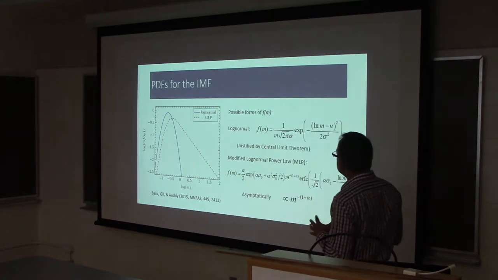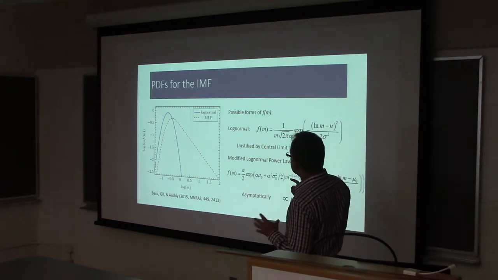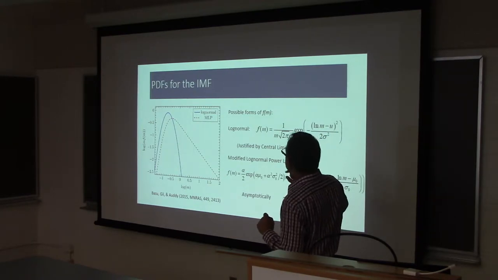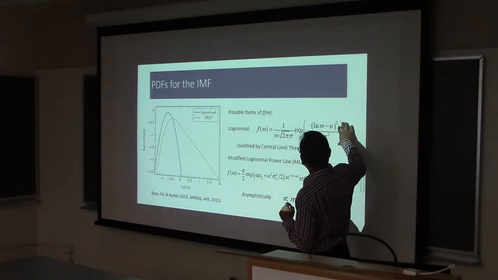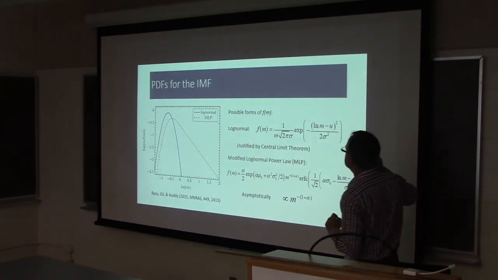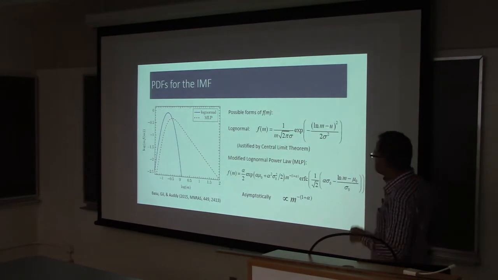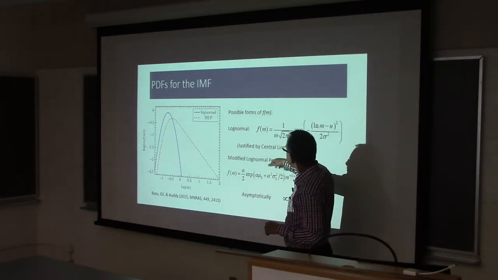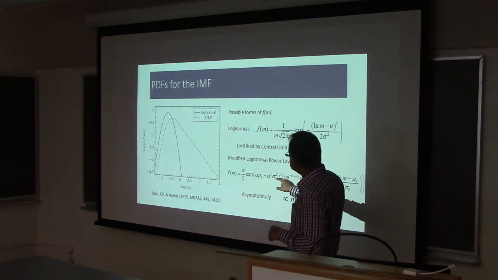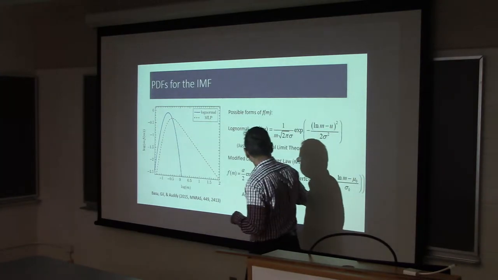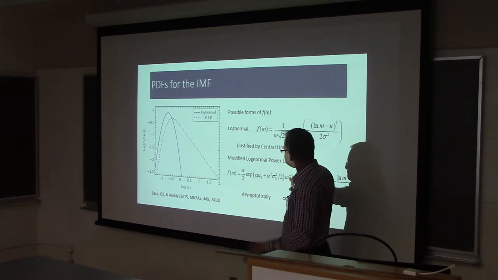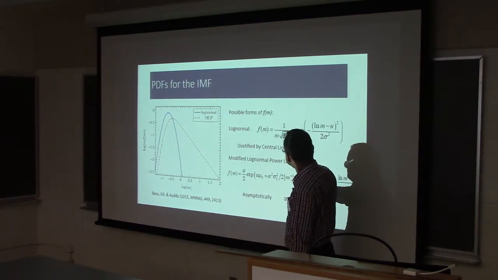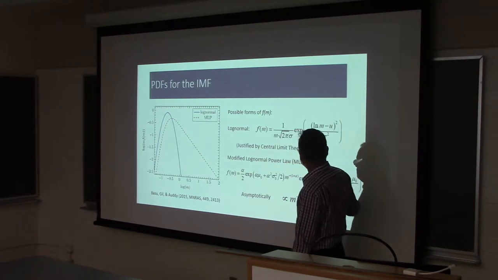If you take this kind of approach, I haven't even talked about how it's generated, but this modified log-normal power law is related to the log-normal, a distribution you've probably seen before. It's basically a Gaussian in the log with the 1 over m. The modified version, where these are all constants, is asymptotically m to the minus 1 plus alpha, where for a standard IMF, alpha would be about 1. But it's modulated by a complementary error function.